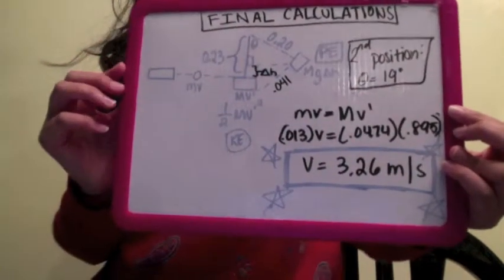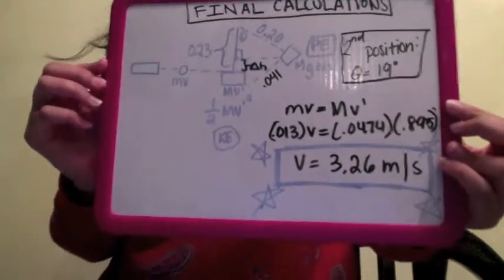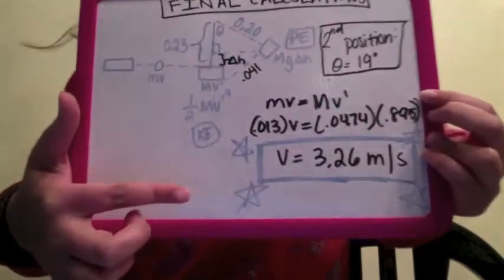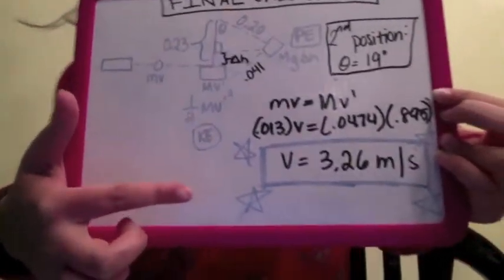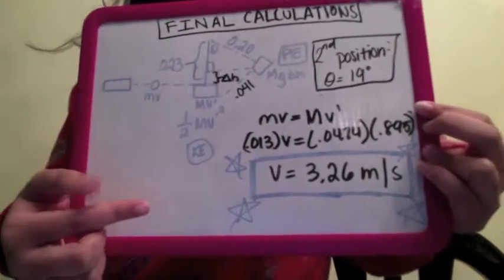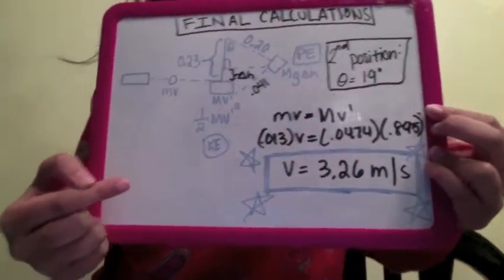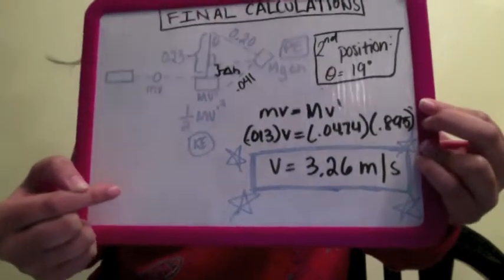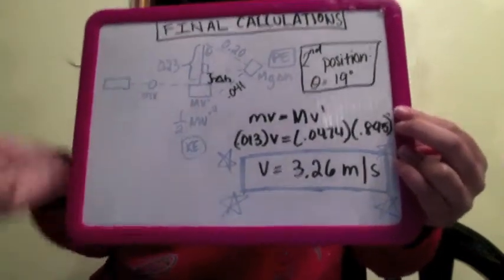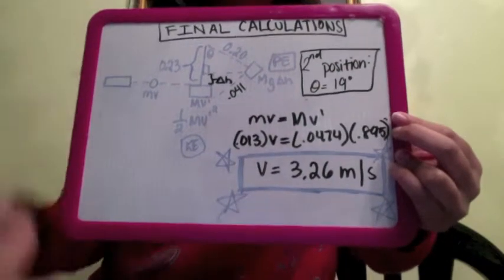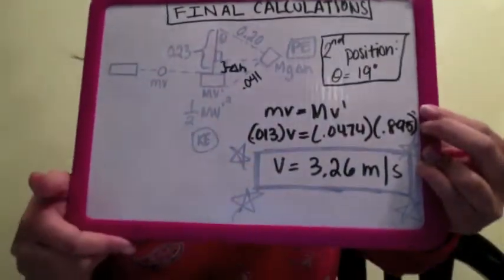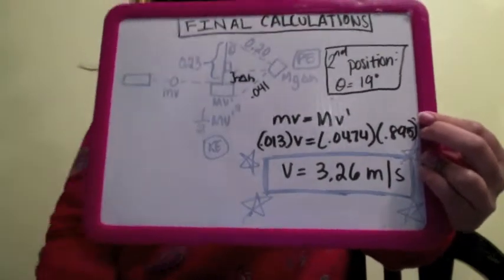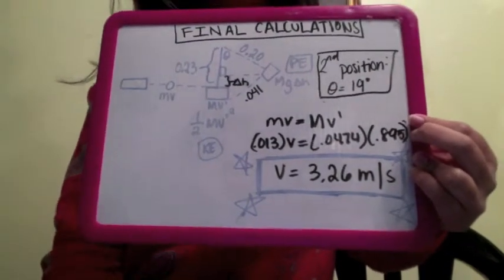The last step is to set mV equal to MV prime. So we plugged in the mass of just the marble times V equals the mass of the system, 0.0474, times 0.895, which we calculated previously. And then we find that the velocity equals 3.26 meters per second. So that's the final answer.